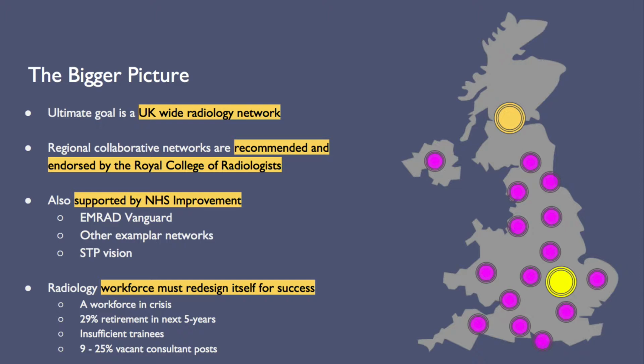And there is another bigger reason to this. On a personal level as a radiologist, we are a workforce in crisis and we need to redesign ourselves. In Yorkshire, the retirement rate for the next 5 years stands at 29%, and we have insufficient trainees available locally to replenish everybody one for one, and certainly when we look at the skill set we have insufficient trainees, and we already have vacant posts. Without considering retirements, we have between 9 and 25% vacancies.